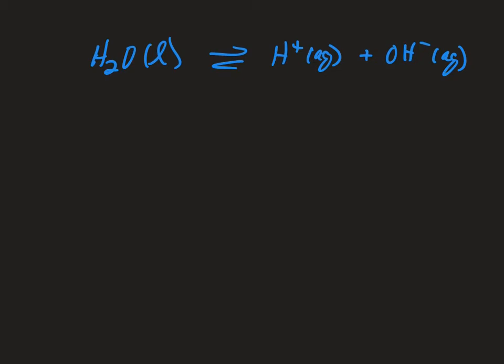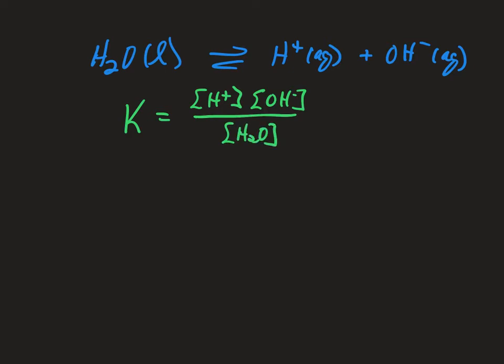So here's our equilibrium written in the Arrhenius acid-base sense. It's an equilibrium, and so we can write an equilibrium constant for that. The equilibrium constant would be the concentration of hydrogen ions times the concentration of hydroxide ions in solution divided by the concentration of water.